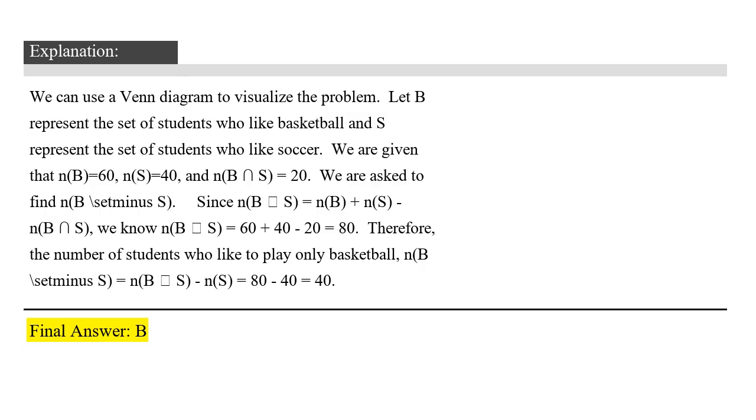Since n(B union S) equals n(B) plus n(S) minus n(B intersection S), we know n(B union S) equals 60 plus 40 minus 20, which is equal to 80. Therefore, the number of students who like to play only basketball, n(B minus S), equals n(B union S) minus n(S), equals 80 - 40, which is equal to 40.